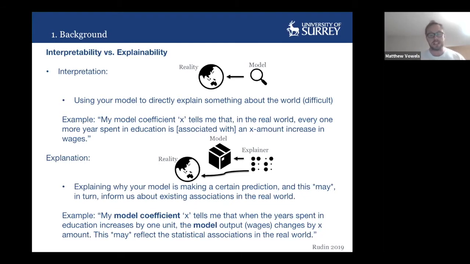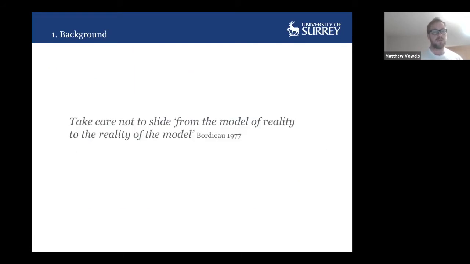So this may actually reflect some of the statistical associations in the real world, but we're not necessarily going to make that leap to external reality. And Bourdieu expressed this really nicely back in 1977, where he said that we have to take care not to slide from the model of reality to the reality of the model. So we always have to bear in mind the limitations of the models that we're using. Maybe that's just an obvious thing, but when I go through some of the pitfalls, you'll realize how easy it is to slide from the model of reality to the reality of the model.